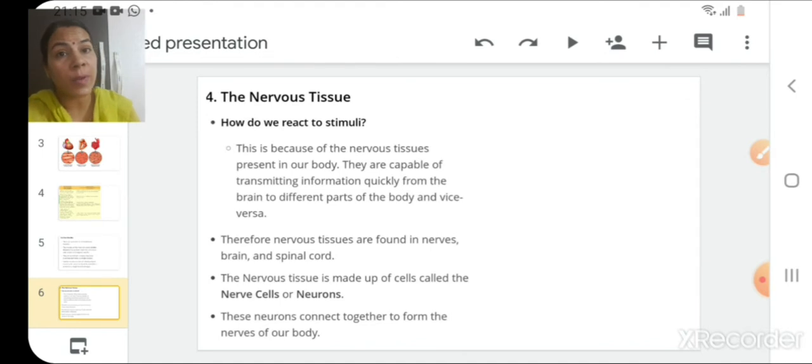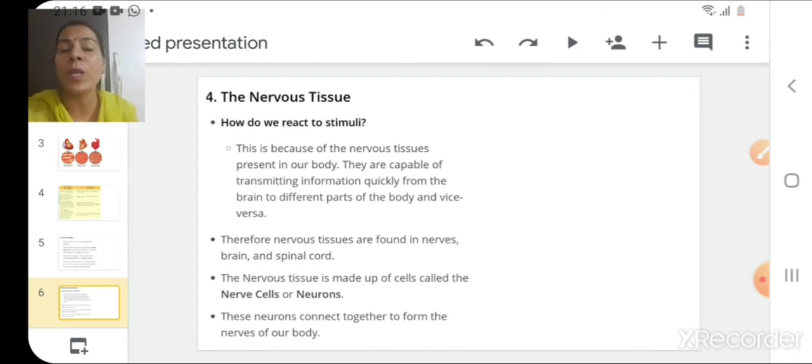Now let us discuss another very important type of tissue, that is nervous tissue. Nervous tissue is very special. To understand this, I would like to ask you one question: how do we react to stimuli? If there is a bomb blast, suddenly you will react to that. And there are various other stimuli present in the environment and we react according to those stimuli. So how is this reaction generated in our body? This is because of the nervous tissues present in our body.